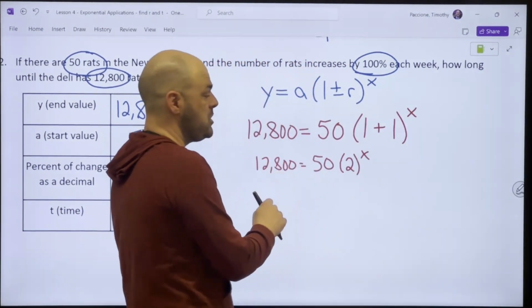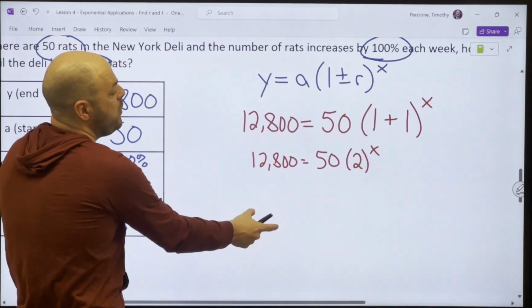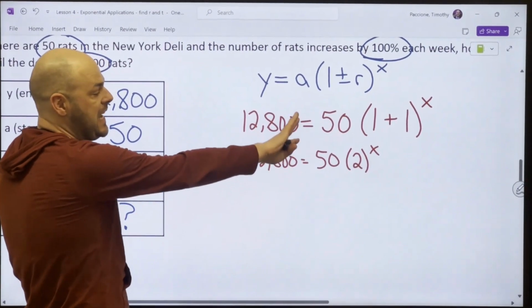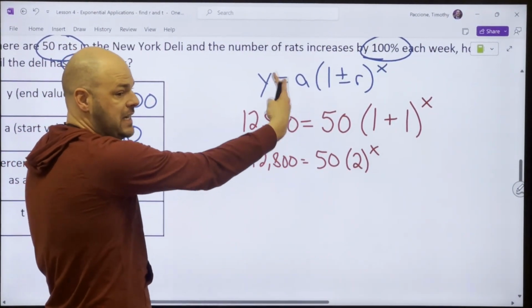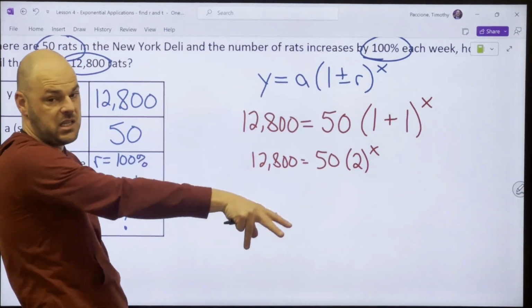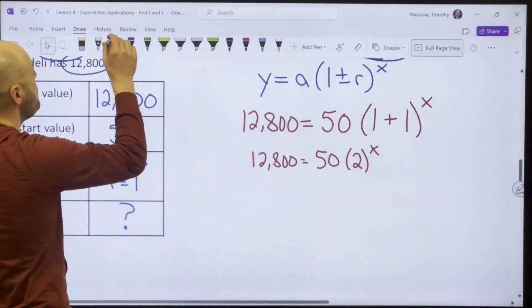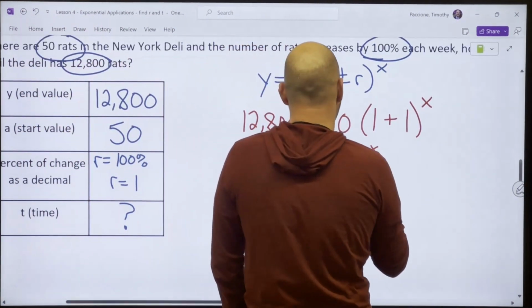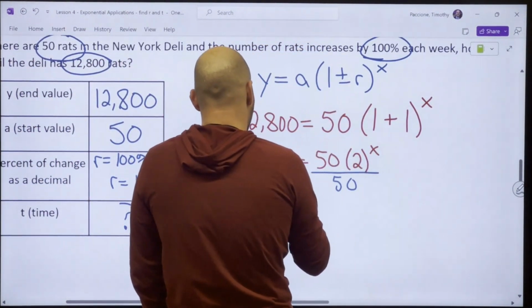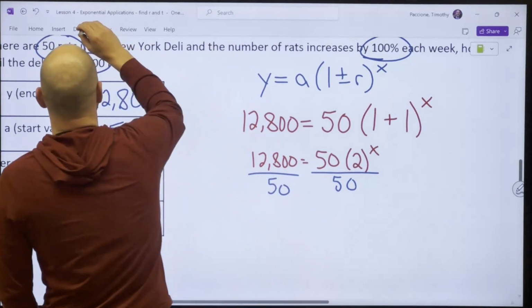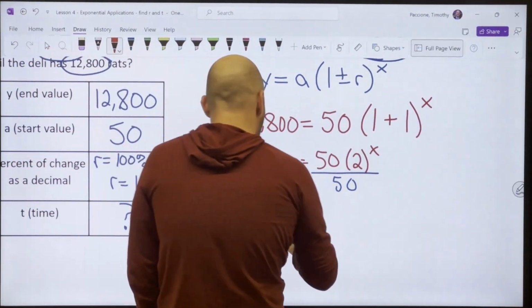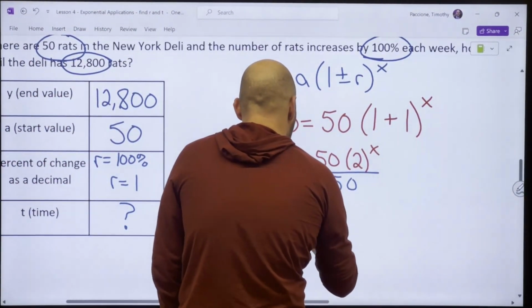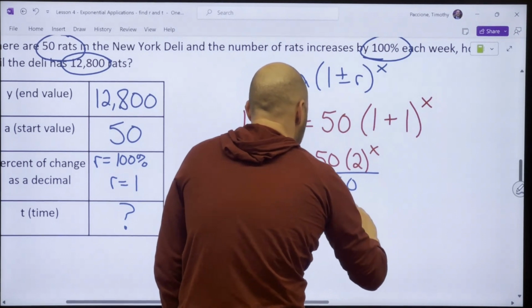Okay, similar to the other warm-ups, right? We need to solve for that x, and it's in an exponent, so we kind of need to get the 2 to the x by itself. So what do I do to get 2 to the x by itself? Divide by 50. And I end up with 256 equals 2 to the x.